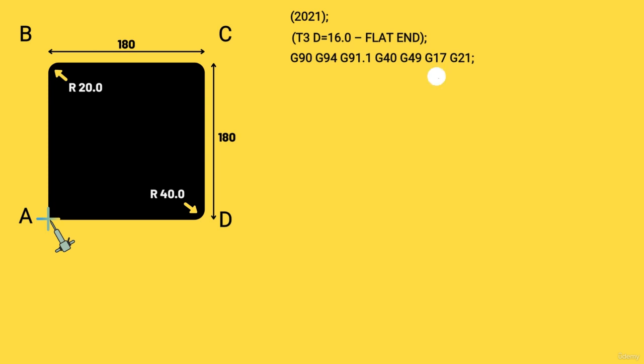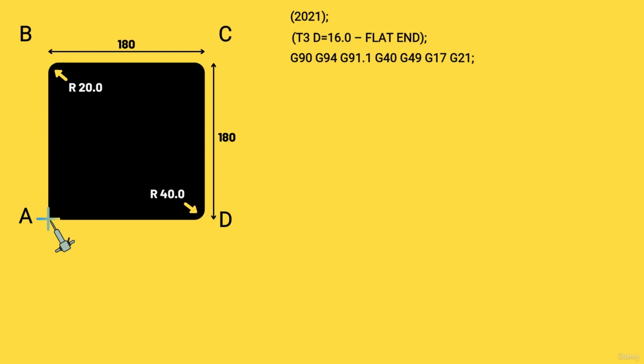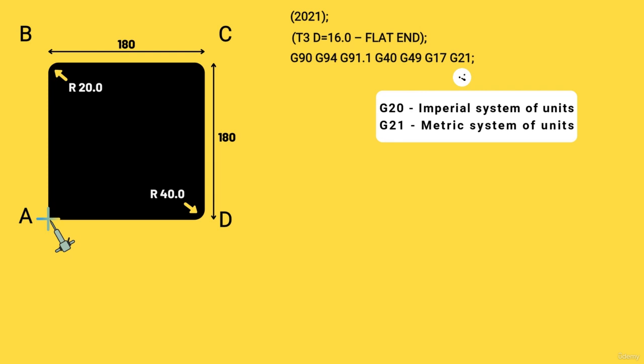The next code is G17. G17 is our working plane, which means the XY plane. In other words, the flat plane of the machine table. Now if you are choosing dimensions to be in the metric system, you have to write G21. And if you are working with the imperial system, you have to write G20 here. For this particular exercise, we are going to use the metric system and hence we will write G21.